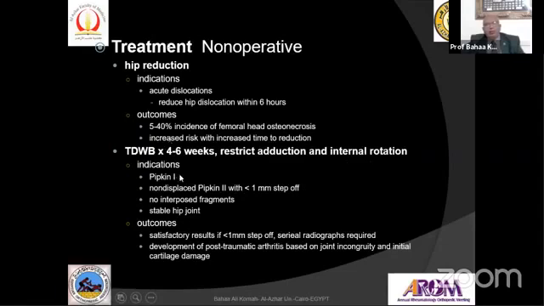This non-operative treatment can be for Pipkin type 1, which is inferior to the fovea, and non-displaced Pipkin type 2 with less than 1 millimeter step-off or angulation in the fracture fragment, non-interposed fragment, and a stable hip joint. What about the outcome? A satisfactory result if there is less than 1 millimeter step-off, and this needs serious radiological follow-up of the patient. Post-traumatic arthritis may develop based on the joint incongruity and initial cartilage damage.